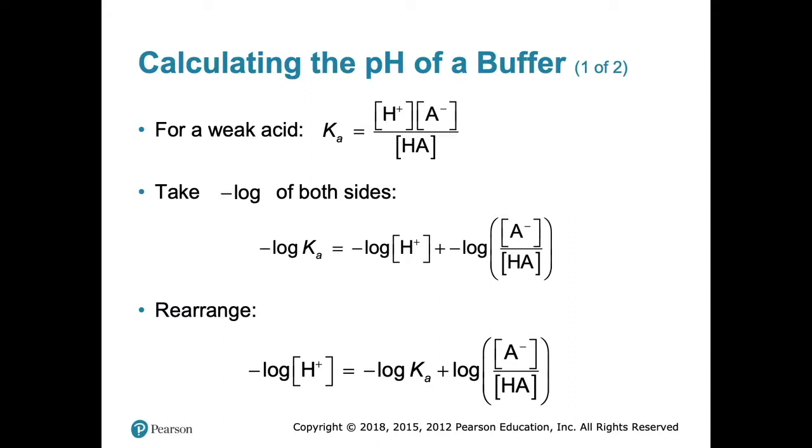Remember, pH equals the negative log of the hydronium ion concentration. Does that make sense yet? If pH is the negative log of the hydronium ion concentration, and the H part of pH is the hydronium ions, then what does the P part mean? Negative log.